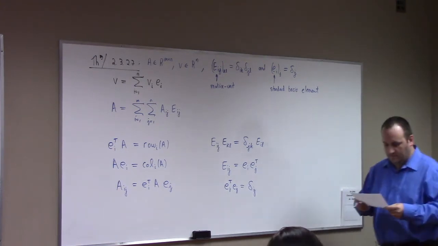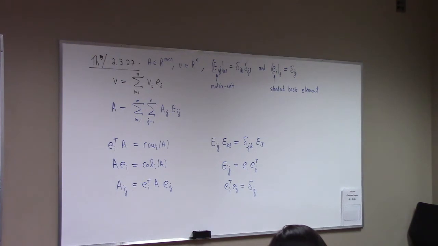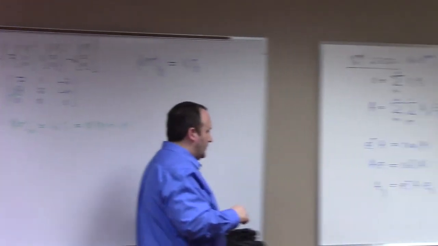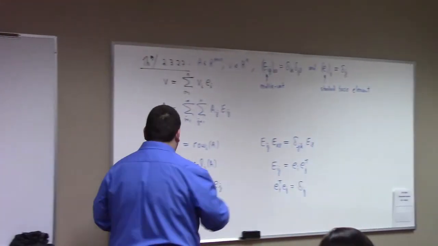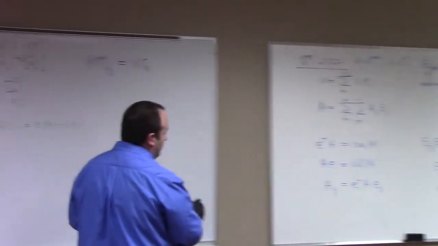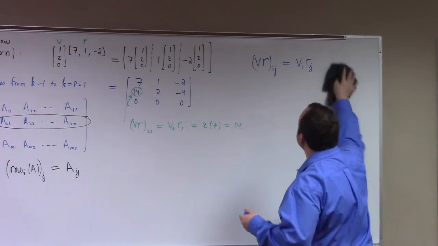So I can prove one of these things, but I can't prove all of them. I did a few of these yesterday in the help session. So let me just pick on one here. The one I think I stated, A ei equals column i of A, last time.